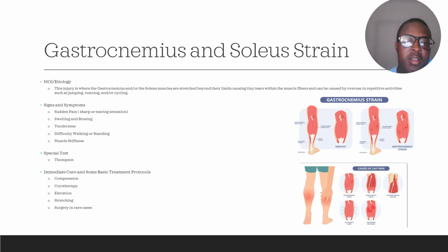Signs and symptoms include sudden pain, which can be a sharp tear pain, like tearing a piece of paper or tearing a piece of skin off your skin, swelling and bruising, tenderness, difficulty walking or standing, or your muscle feels stiff. Special tests include the Thompson test, especially with the gastroc, to see if there's a strained gastroc.